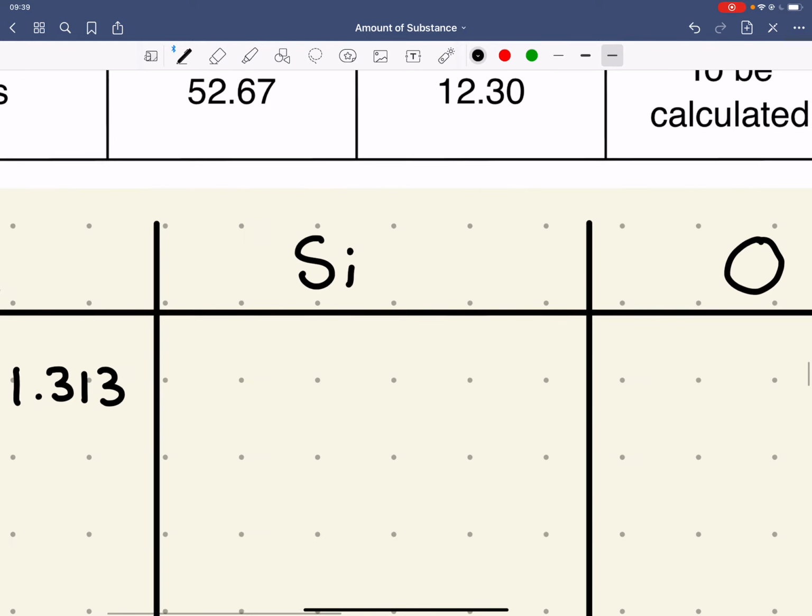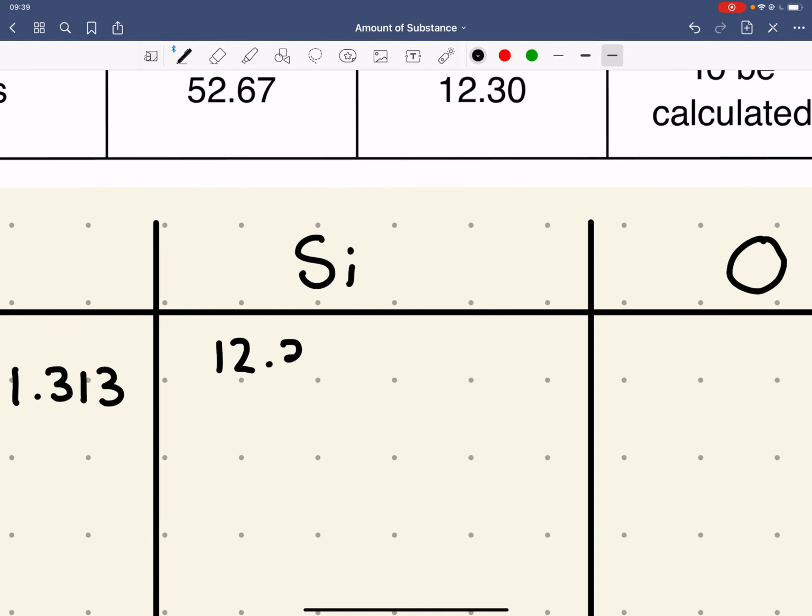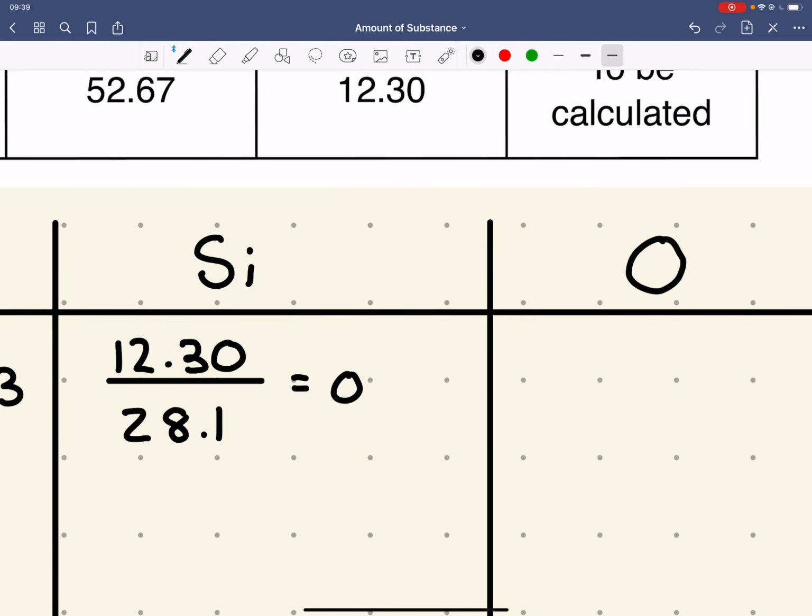The silicon is 12.3, and that's divided by the AR of silicon, which is 28.1. When you do that, you get 0.4377.